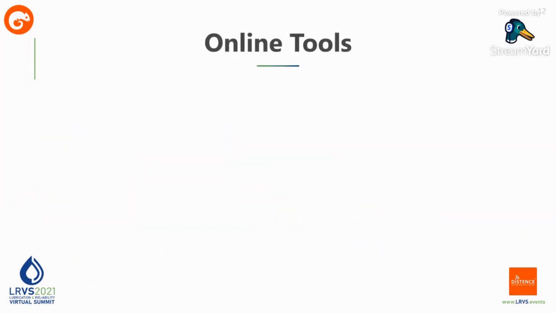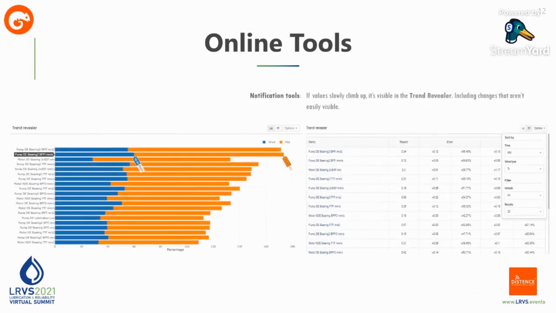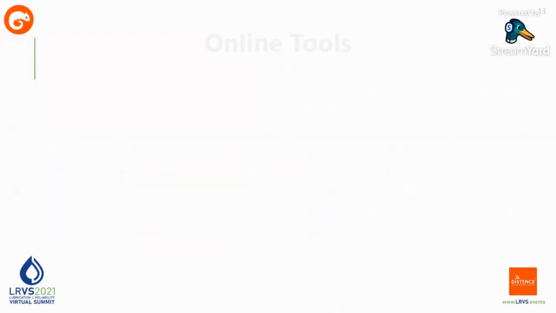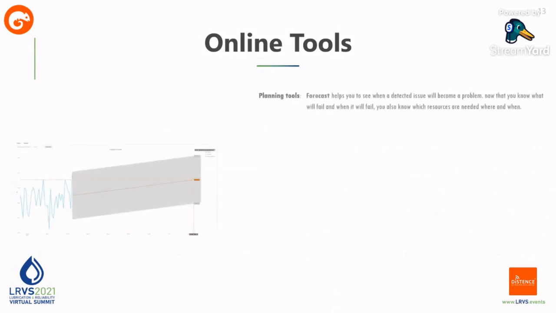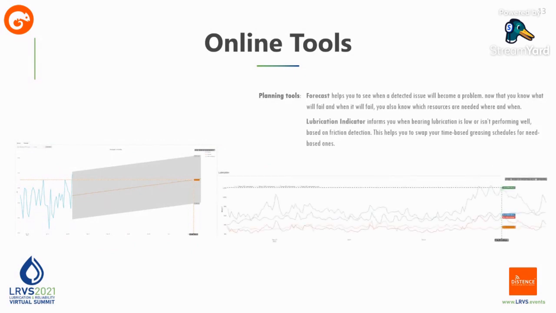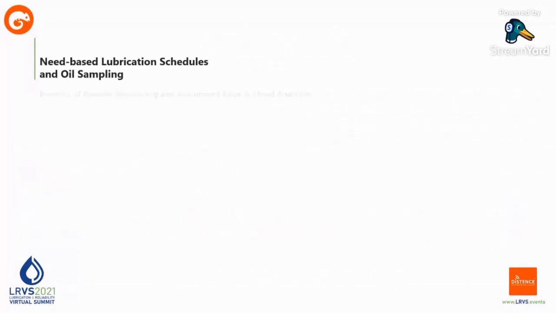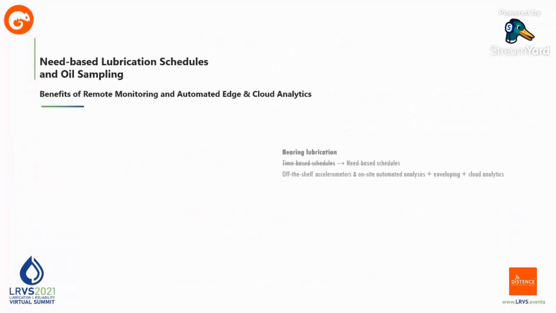For instance, the Cloud Revealer feature provides oversight and helps you to prioritize tasks. And the forecast estimates when an issue will most likely become a problem, 3, 6, or even over 9 months ahead. And then the Lubrication Indicator helps our clients grease their machines need-based rather than time-based. This Lubrication Indicator relates to the first topic that we talk about today. This feature lives inside the advanced terminal, not in the cloud.